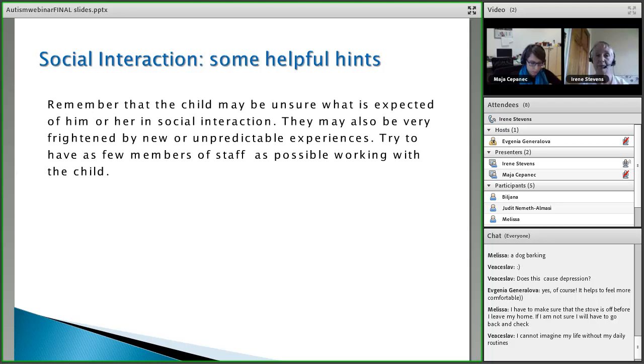First point is to remember that the child may be unsure of what's expected of him or her in social interaction. You'll remember that when we spoke about theory of mind, the child has great difficulty in social reciprocity. Also, they may be very frightened of new or unpredictable experiences. So if you're working in an organisation, try and have as few members of staff as possible working with the child.